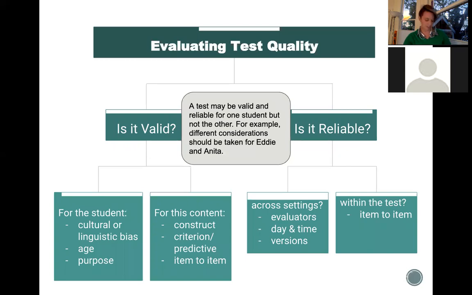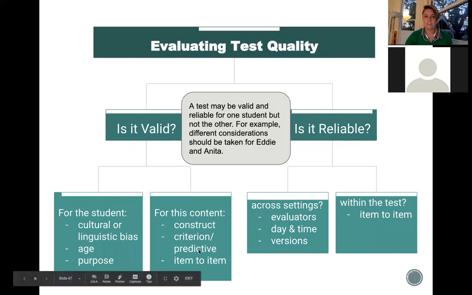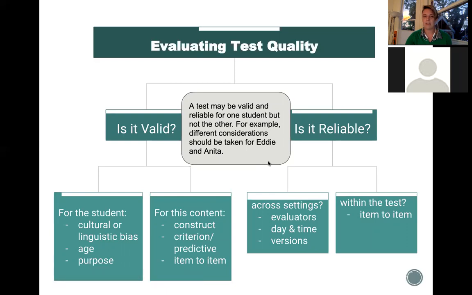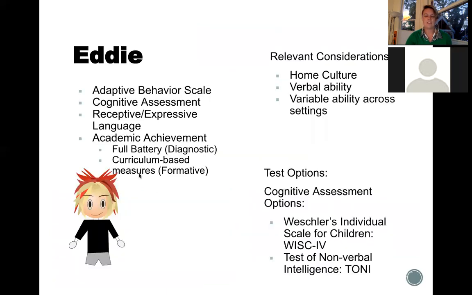All right, so finally, we want to take these and apply them to what considerations might come up for Eddie and Anita. And so going back to Eddie's list of types of tests, I still need to be aware of his home culture and what he might have been exposed to in his family experience, being in low socioeconomic status, and the other difficulties that his parents face that really keep them at home and not out in the community.